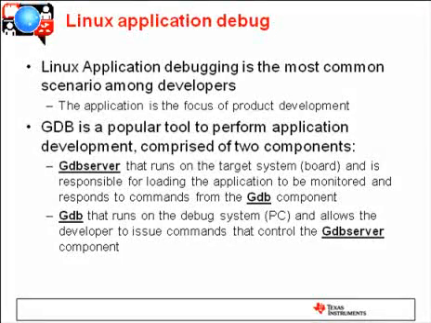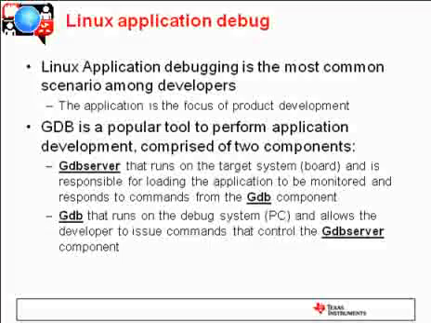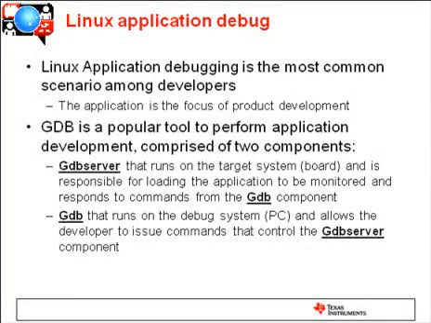Now let's dive into the process of debugging Linux applications. As you can imagine, Linux applications are the core element for system-on-a-chip embedded systems as they carry most of the value-added software for a product. Therefore, the developer will typically spend most of his time debugging applications that run in user mode. And to help with that, a popular open-source utility called GDB is used.